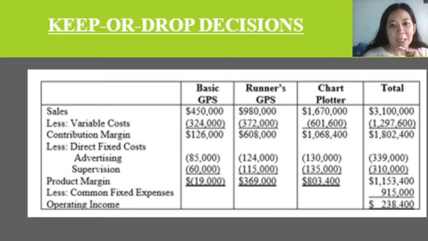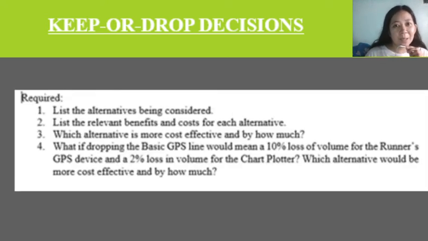Okay, so in this case, actually, the income statement is not the only basis for the company to decide whether to drop or to keep one of their product lines. So we have to analyze further. Okay, so to continue, number one, we will list the alternative being considered. Number two, we will list the relevant benefits and costs of each alternative. Number three, which alternative is more cost effective and by how much?